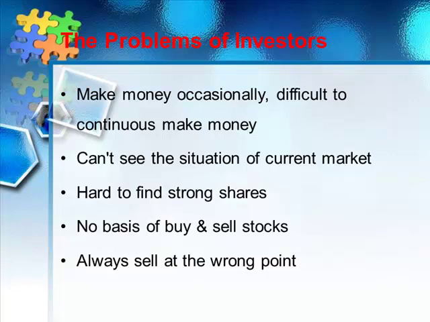The second one, cannot see the situation of the current market. So firstly, you should judge the market trend. The market is uptrend or downtrend or sideways, then you can decide your trading strategy. The third one, hard to find strong stocks. We learned so many methods for catching strong stocks, but it's difficult to observe the rules, right?